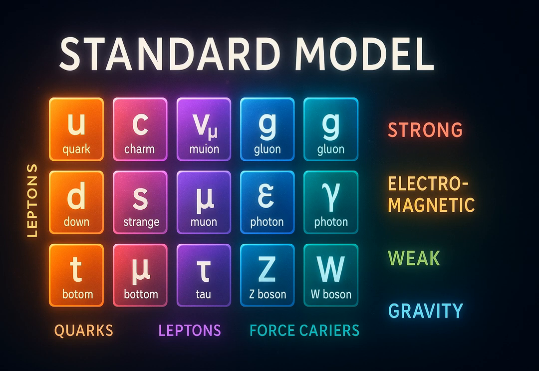Okay, so we have the matter particles, the fermions, quarks, and leptons. Check. Now, how do they actually talk to each other? You mentioned the forces. Right? That's where the bosons come in. These are the other main class of particles in the standard model. They are the force carriers. Force carriers. Yeah, like messengers.